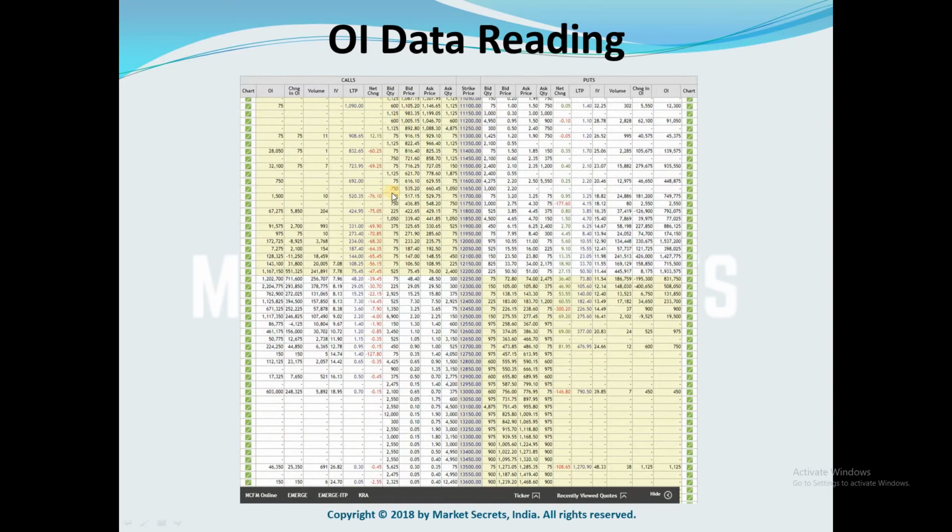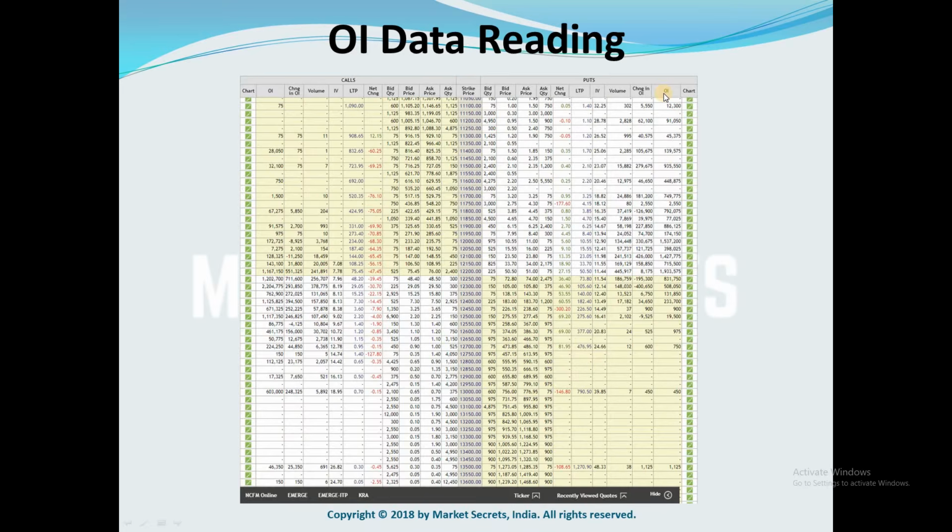The next four columns indicate bid price, bid quantity, ask price and ask quantity. It is your level 2 data that you generally see under market depth in your browser. The same set of data is repeated on the put side as well, just a mirror image or reflection. So we have the four market depth data, net change, last traded price, implied volatility, volume, change in OI and OI. It's as simple as that.